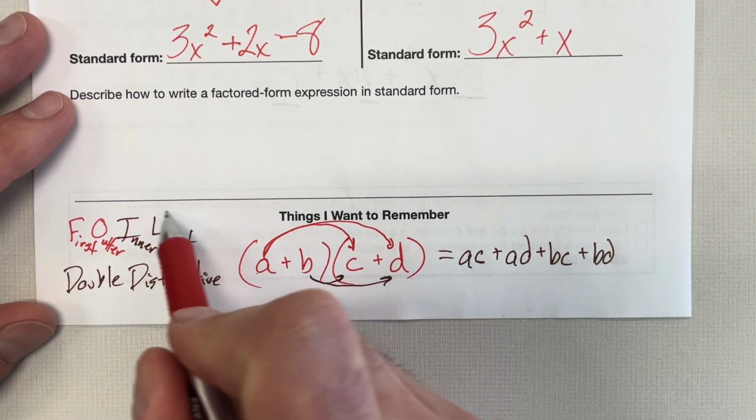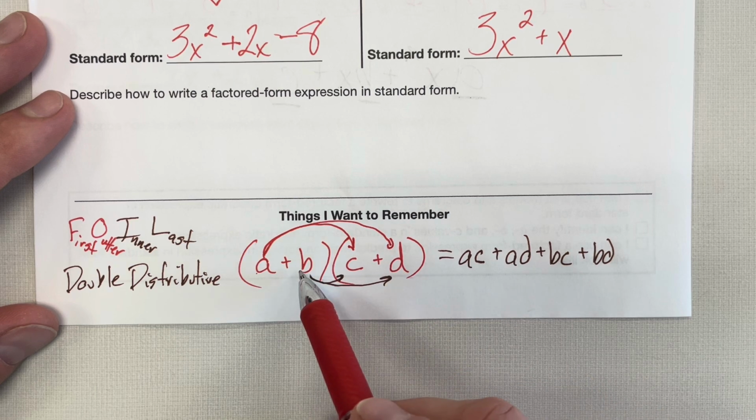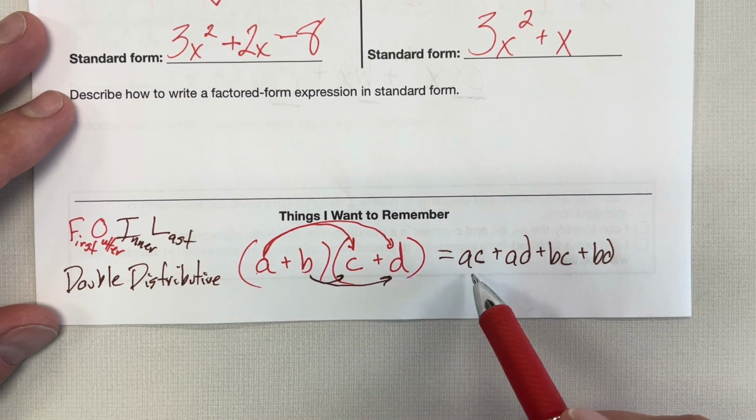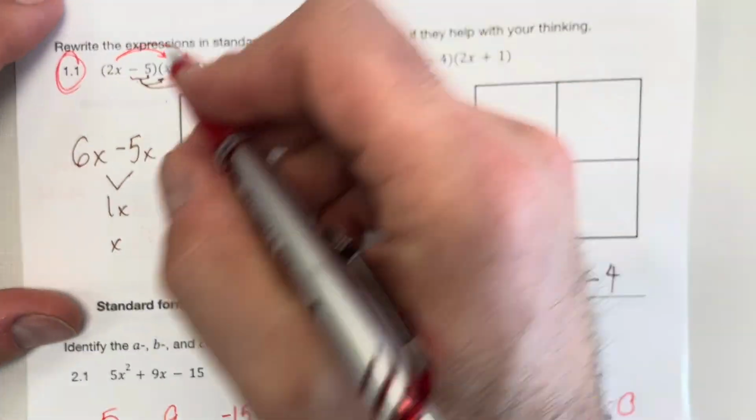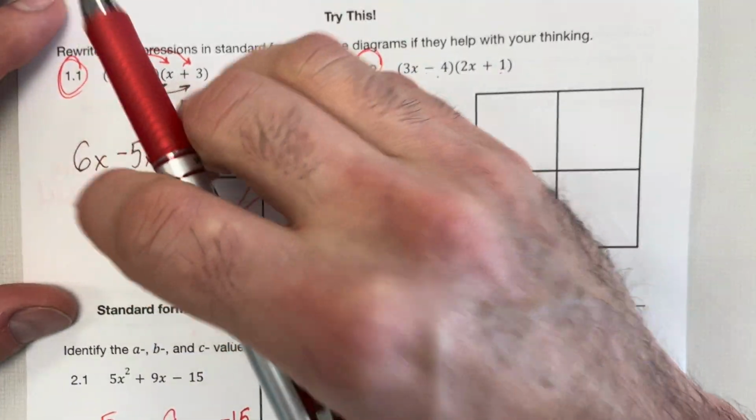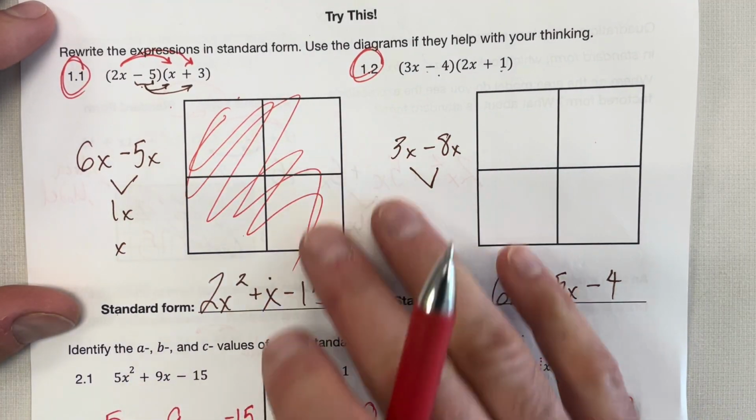Rather than learning a new thing, you already know how to distribute. So we're just doing it twice, and we get 4 sets of answers. Again, it's just a more complete understanding of how we're doing this algebra. We're trying to get away from using these.